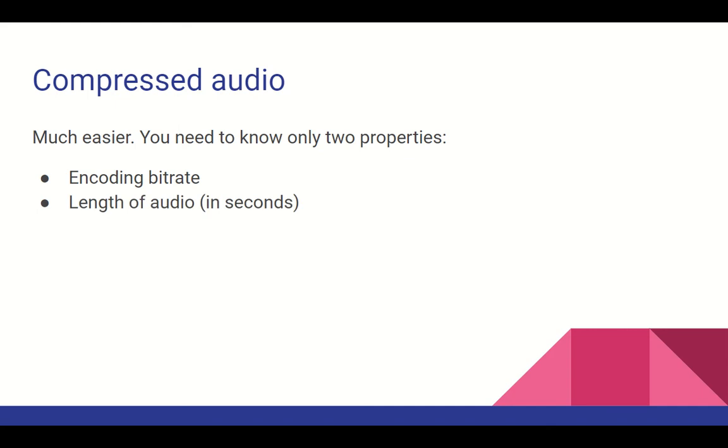So you know when you download a song from the iTunes store, it comes at 256 kilobits. That's your encoding bit rate. Or you might have a really high quality MP3 at 320 kilobits. That's the encoding bit rate. Length of audio in seconds is the length of your song.